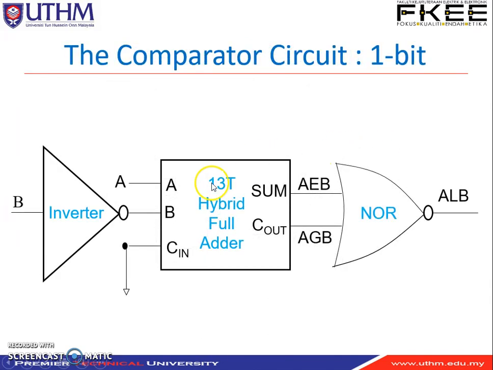So we are using that 13T hybrid full adder over here. We have sum and carry out. The inputs are A, B, and carry in. In order to make this hybrid full adder circuit a comparator, we use an inverter over here. It is connected to the B input of the hybrid full adder, and the carry in must be grounded.